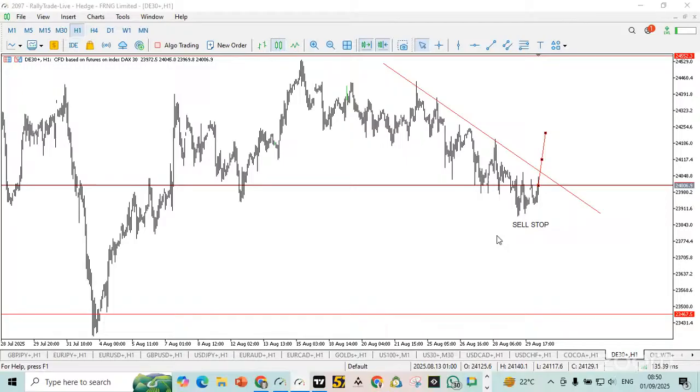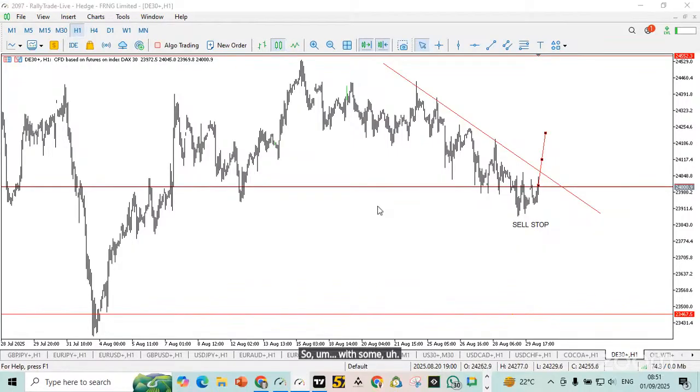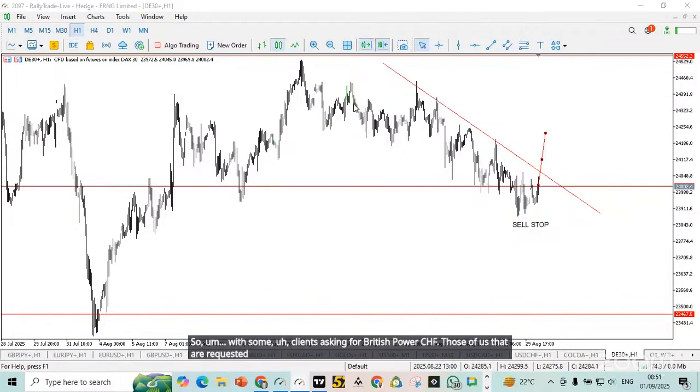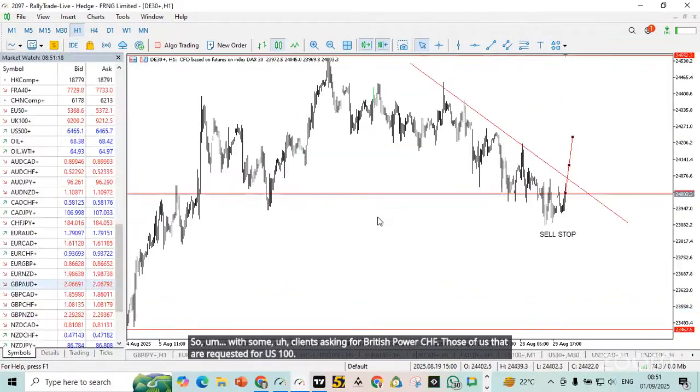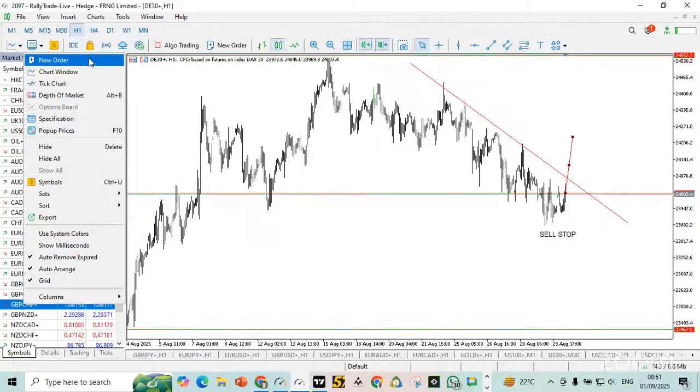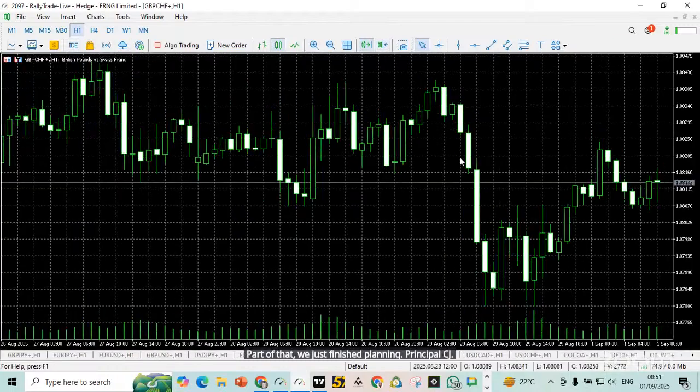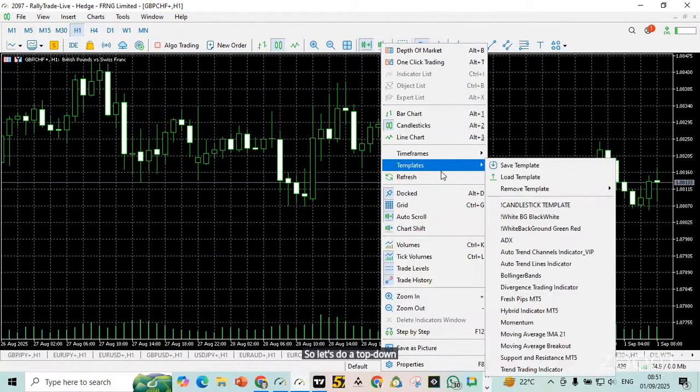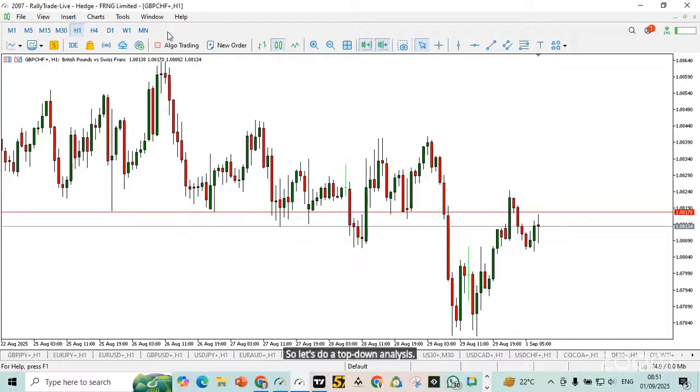Okay, British Pound CHF. All right, so some clients are asking for British Pound CHF. Some of us are requesting US 100, but we just finished that, and it was quite long. So let's do a top-down analysis on British Pound CHF.